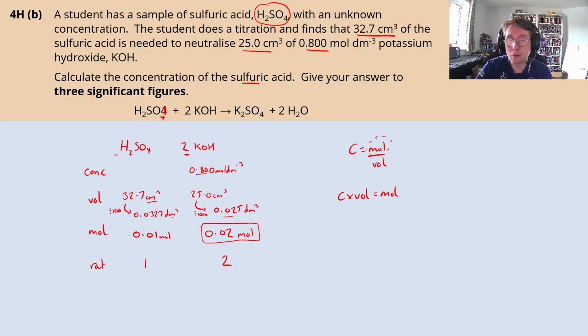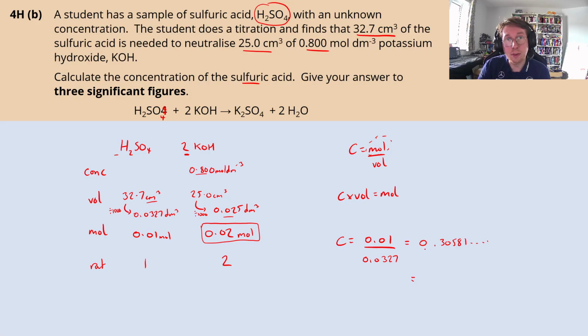So now we've deduced how many moles of sulfuric acid we have. We've deduced the volume of sulfuric acid that we have. So what we can do is find the concentration by doing the number of moles, which is 0.01, divided by the volume, which is 0.0327. And if you do that calculation, then you get an answer of 0.30581, and a load of other stuff.